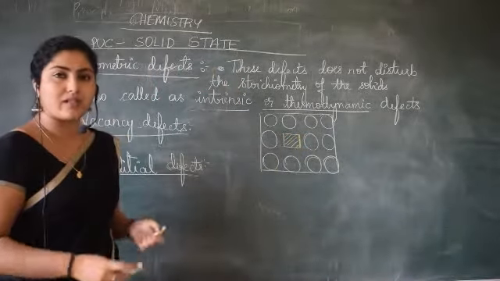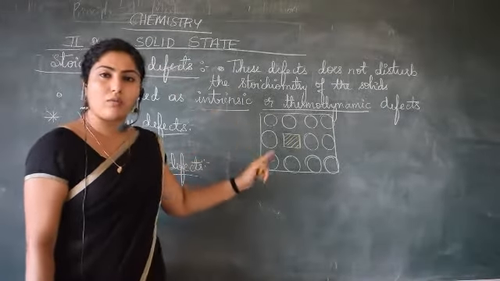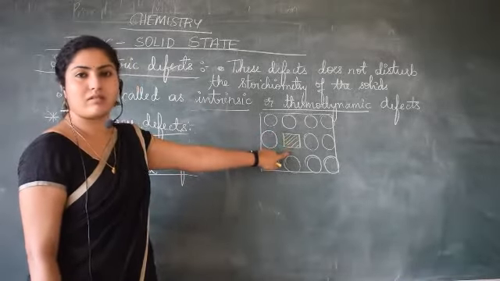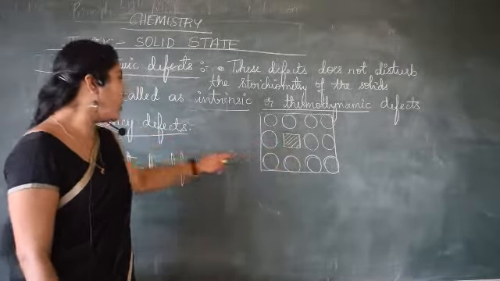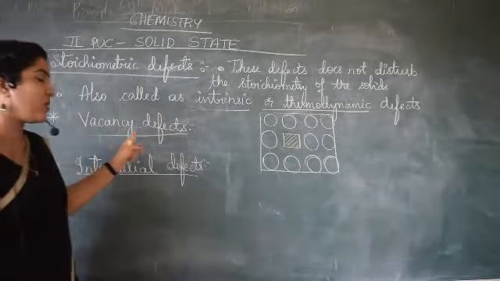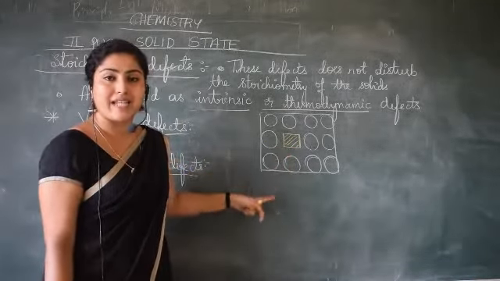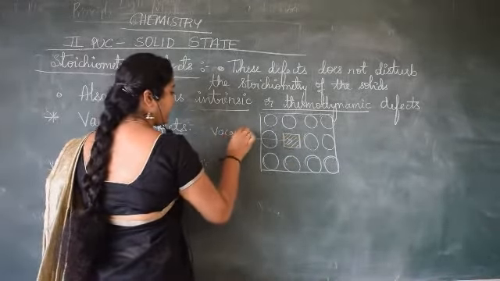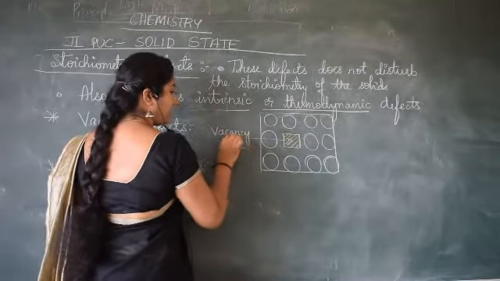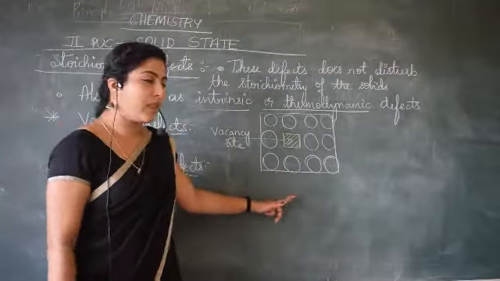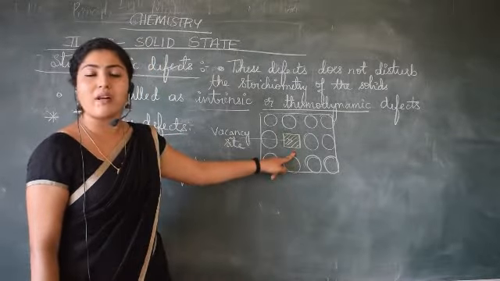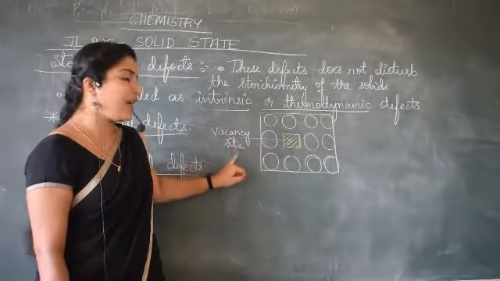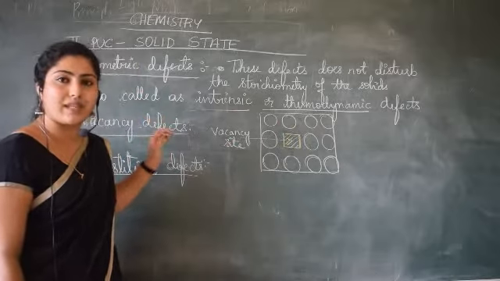Such a defect where one or more atoms are missing from the solid, we call the defect a vacancy defect, which creates a vacancy site. The defect in which there is missing of one or more atoms from the solid system, which creates a vacancy, is called a vacancy defect.